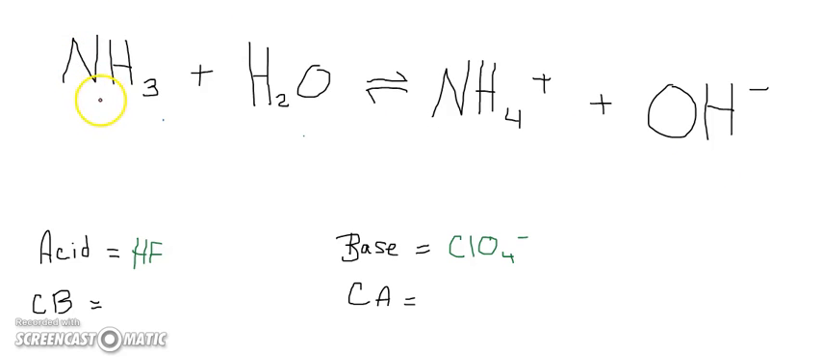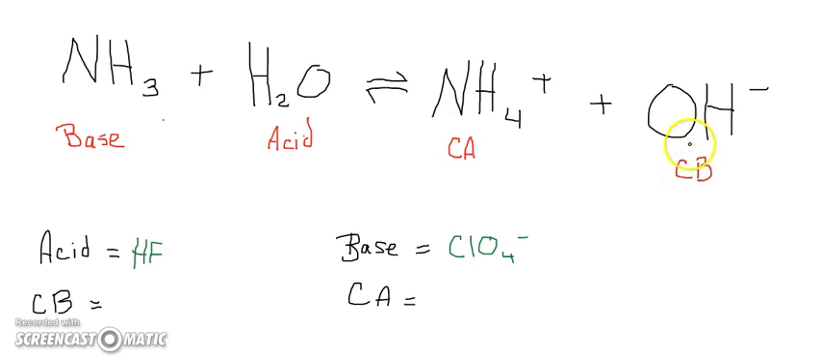So the answers for this reaction: NH3 becomes NH4+. It's accepting the H+, so it's our base. H2O becomes OH-. It's donating an H, so it becomes our acid. NH4+ in the reverse reaction becomes NH3. It is donating the H+, so it's our conjugate acid. OH- is accepting the H+ in the reverse reaction, so it's our conjugate base.